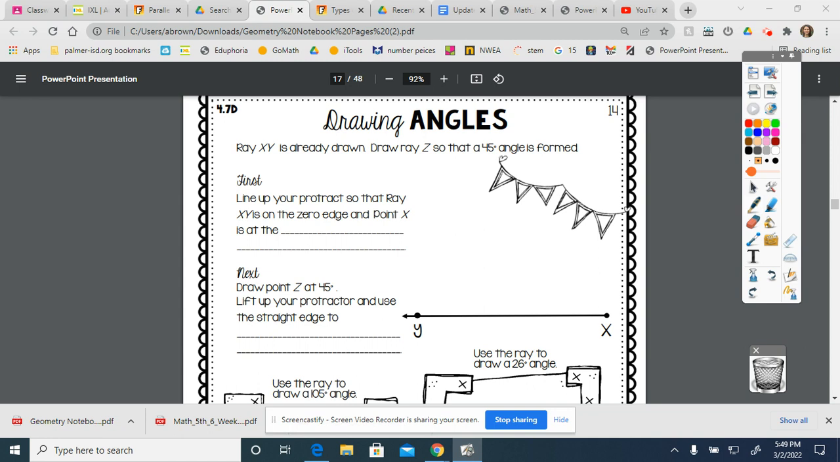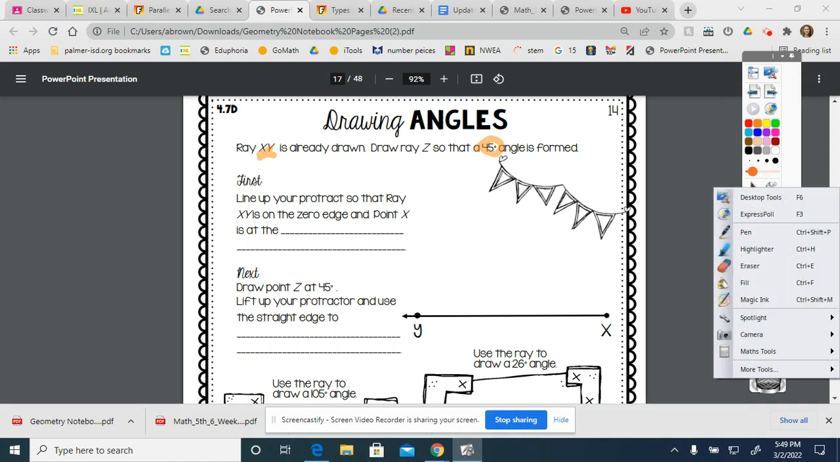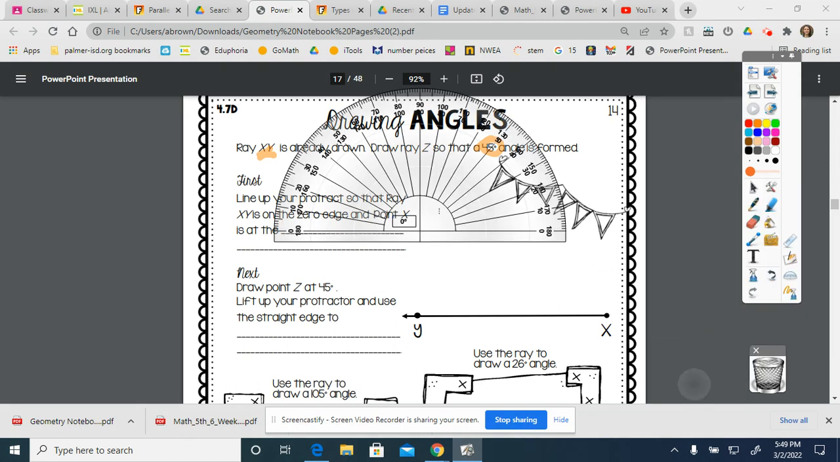Okay. So right here it says ray XY is already drawn. Draw ray XZ so that it forms a 45-degree angle. Okay. All right. So how we're going to do this? First thing, you need to get our protractor. Okay. Let's grab protractor in here.